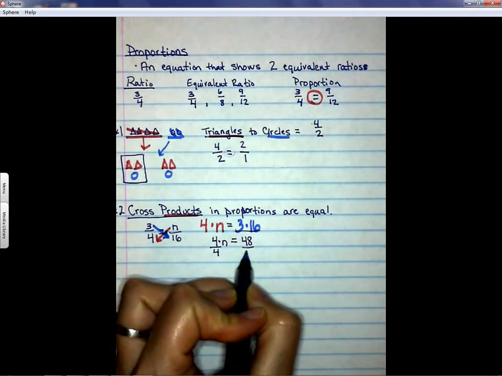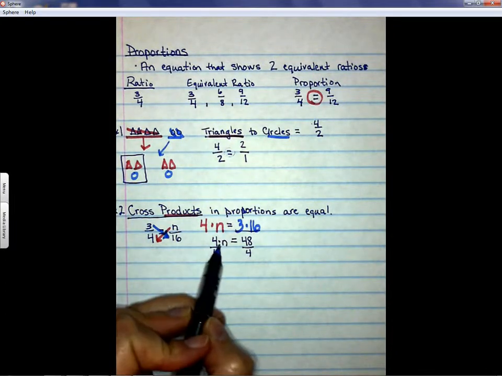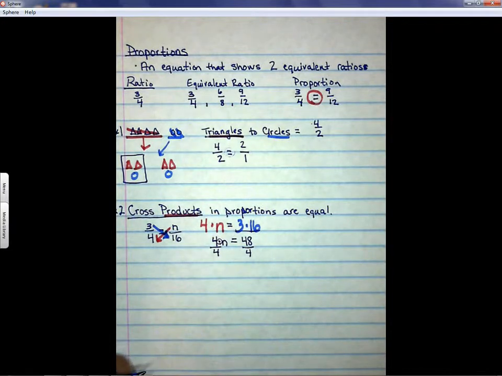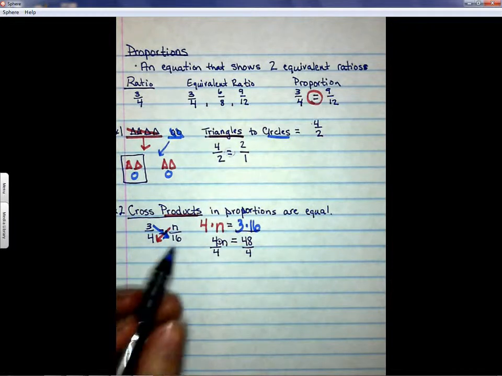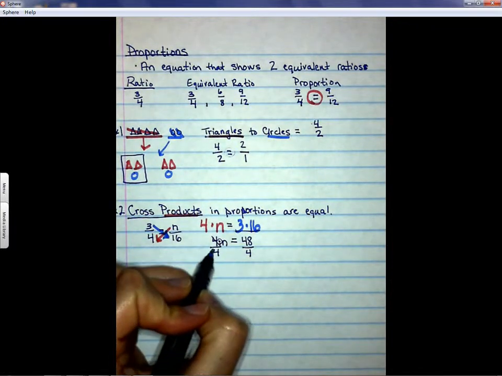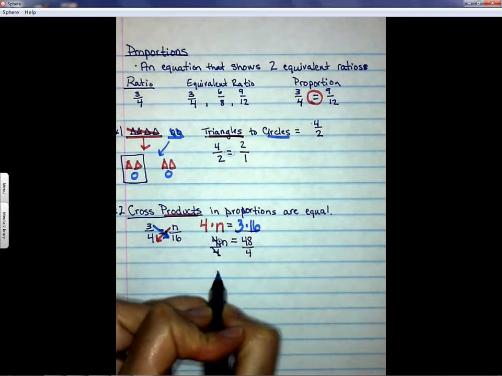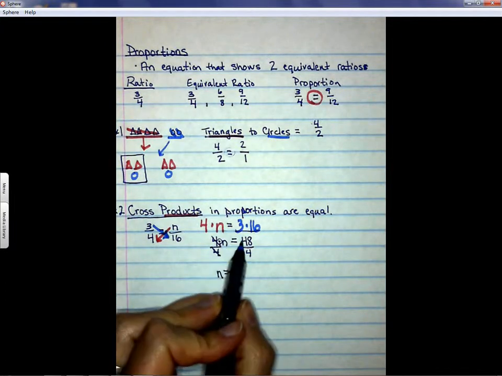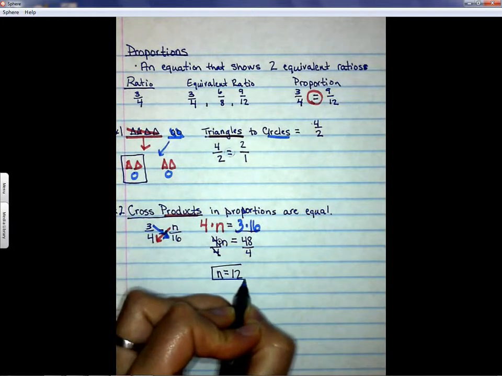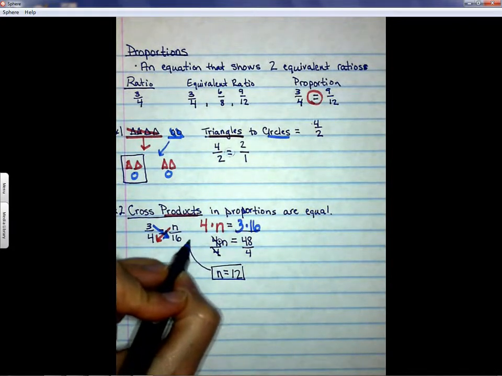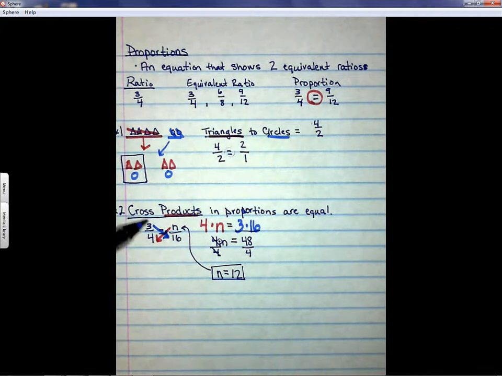If you said divide by 4, you are correct. Remember, we're doing the inverse or the opposite of whatever's listed. Here is multiplication, the inverse is division. So over here, these 4's cancel out. I'm left with n equal to 48 divided by 4, which is 12. So up here in the original proportion, our answer is n. Our answer is 12. Let's do another one.